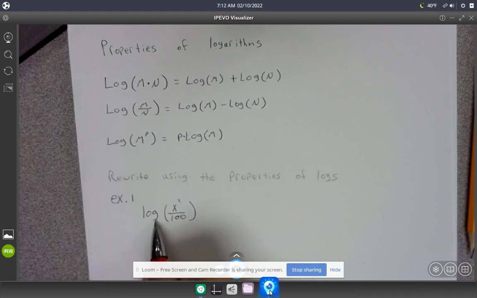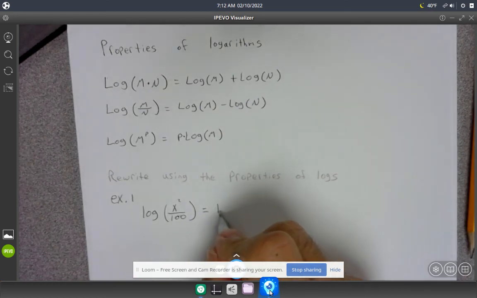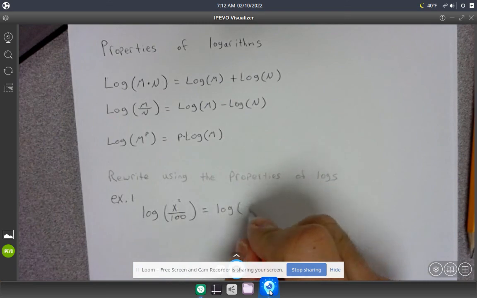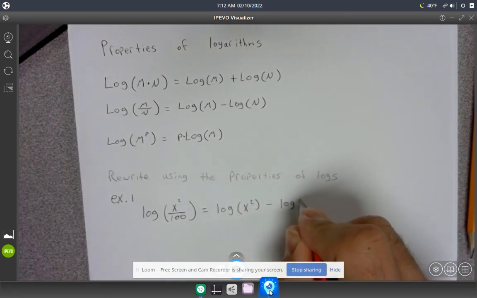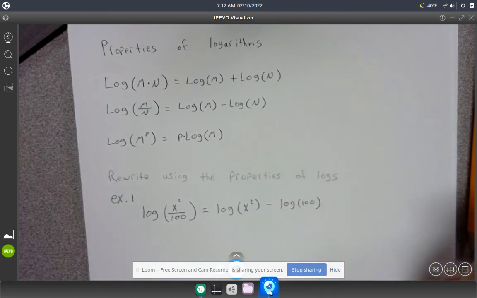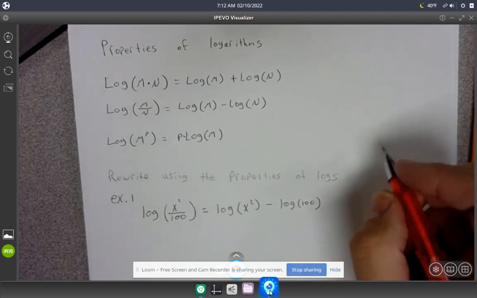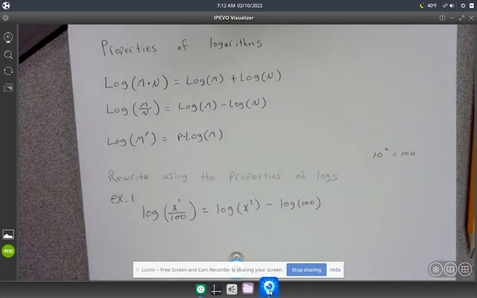I'm going to expand this log. All right, the first thing I'll do is I'm going to separate it using the division property. It'll be log of x squared minus log of 100. And notice here, this is just the common log, base 10. So this log of 100 right here, I'm going to be able to simplify to a 2 because 10 to the 2 gives me 100.